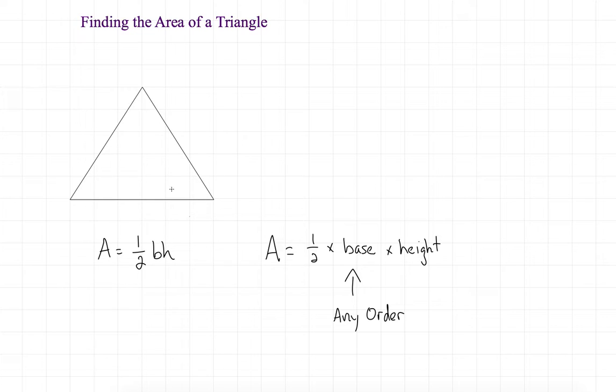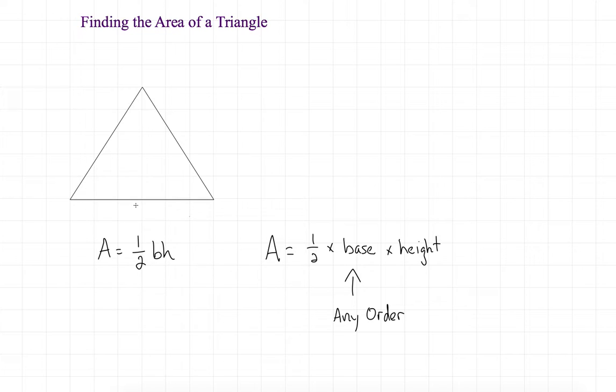So again, I'm looking for the area inside. How many square units are inside this triangle? Now it's a little more difficult than a rectangle because you can't just count them, because if you notice here, this square unit inside here is not a full square unit.